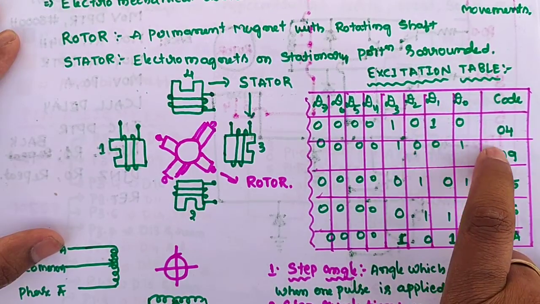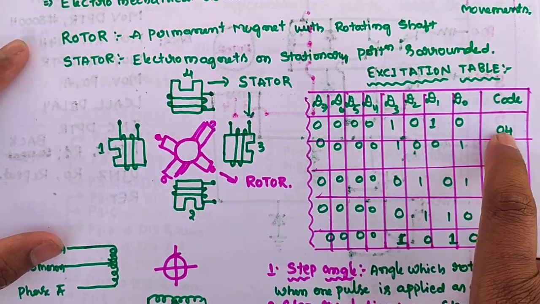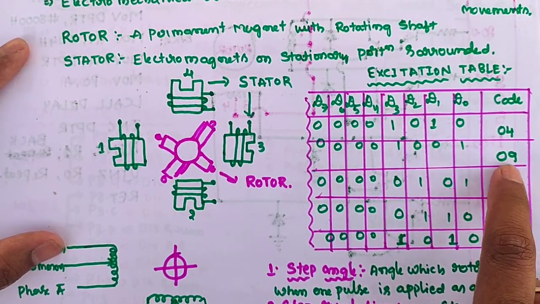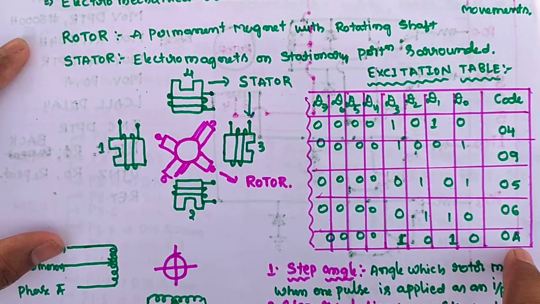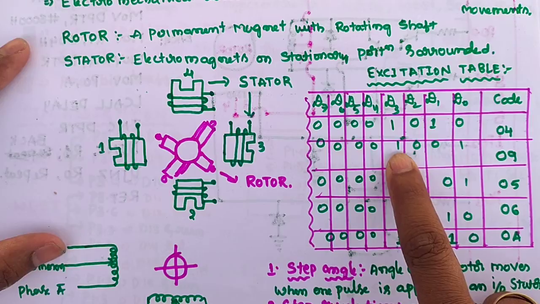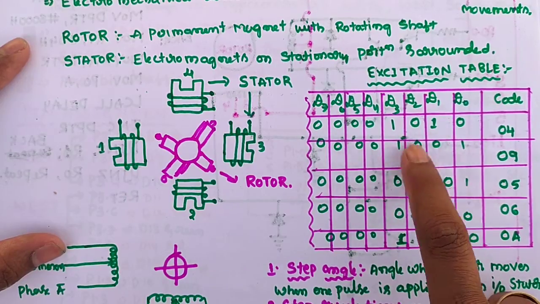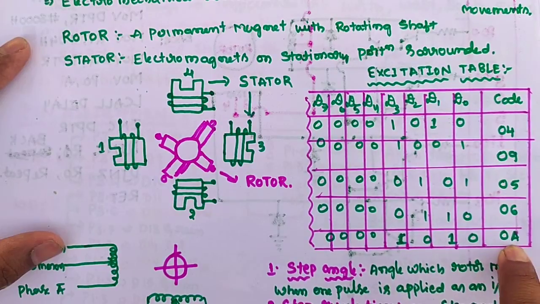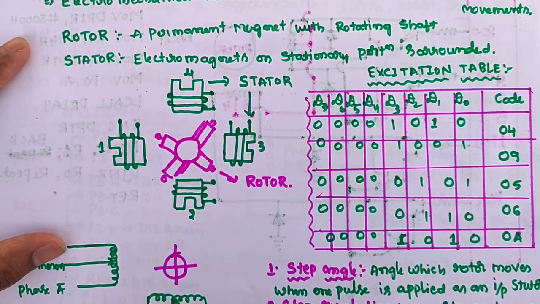For that there is a particular code: 04, 09, 05, 06 and 0A. That is the combination of energizing the electromagnetic pulses in different positions, so we get different hex codes. If we pass this hex code, then only your stepper motor stators will get energized, and you will get the certain rotations.